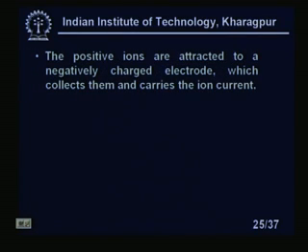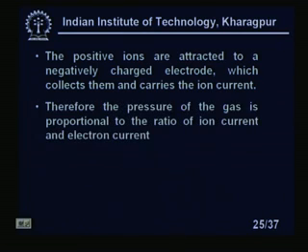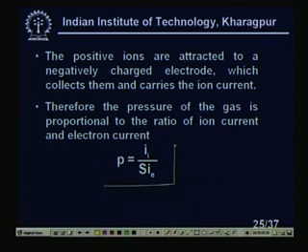The positive ions are attracted to a negatively charged electrode which collects them and carries the ion current. Therefore, the pressure of the gas is proportional to the ratio of the ion current and electron current, even though the electron current is constant. This is a very famous expression. You see, this is our relation. This is the ion current and this is the electron current, which is almost constant. This is an emitter constant, S.